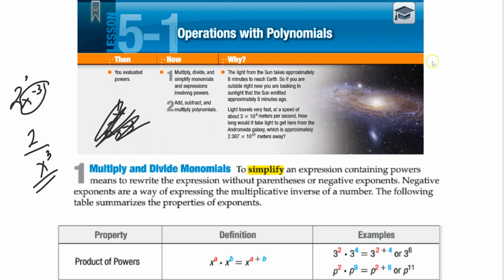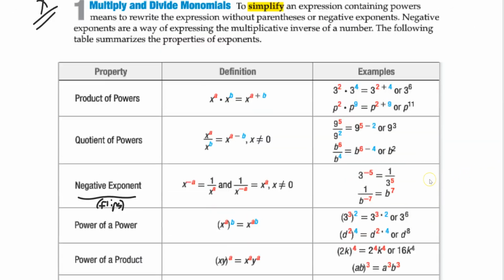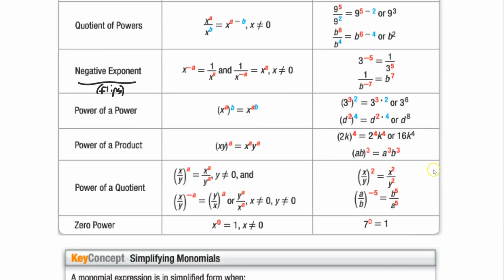And by the way, you could flip it and make it negative if you need to. So if you have 3 over x to the 4th, and we want to bring this x to the 4th up for some reason, you can make it 3x to the negative 4. So it works both ways. You can flip it and make it negative, or if it's negative, flip it and make it positive. So that's what negative exponents do.